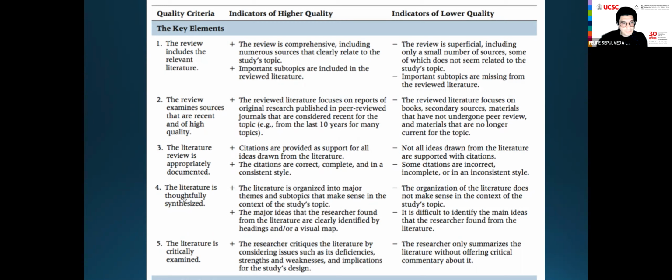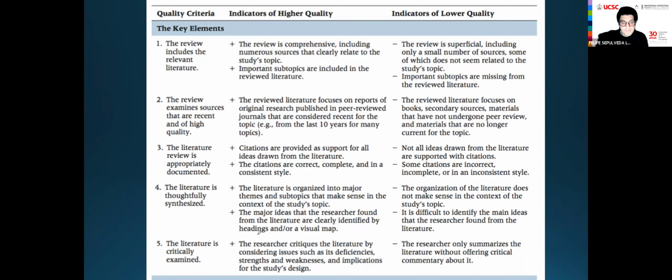The next one, number four, the literature is thoughtfully synthesized. So it's important that at the end of your literature review, it could be at the end of each section of the literature review, you provide a good summary of what you review. And also that you integrate your ideas so the reader can follow your work and understand how you're presenting those ideas.